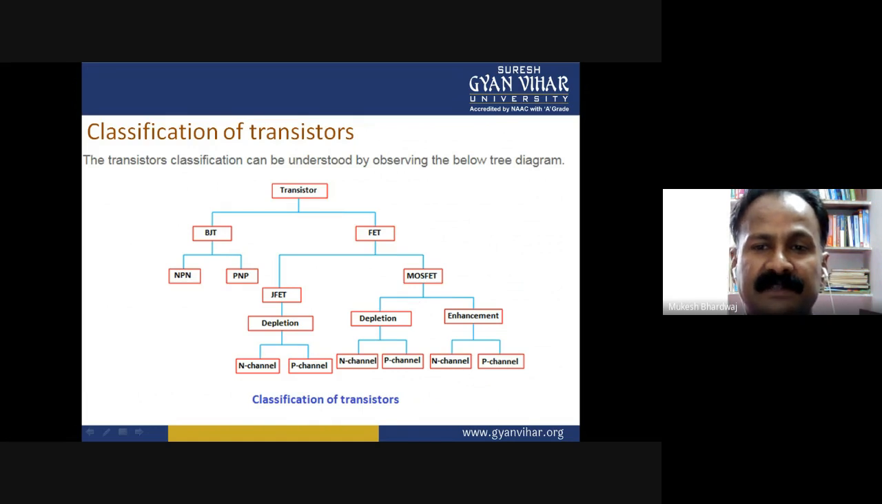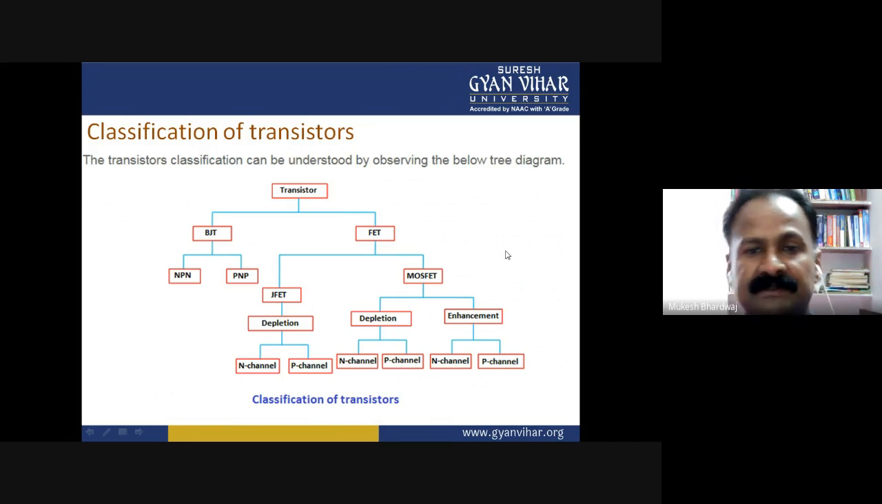Now, this is the classification chart of the transistor. It's a very clear and broad classification of the transistor, which can be better understood by the tree diagram. A transistor is classified into two categories. One is BJT and the second one is FET. BJT stands for bipolar junction transistor and FET stands for field effect transistor. The BJTs are the normal transistors, which are further categorized into two categories. One is NPN and the second one is PNP.